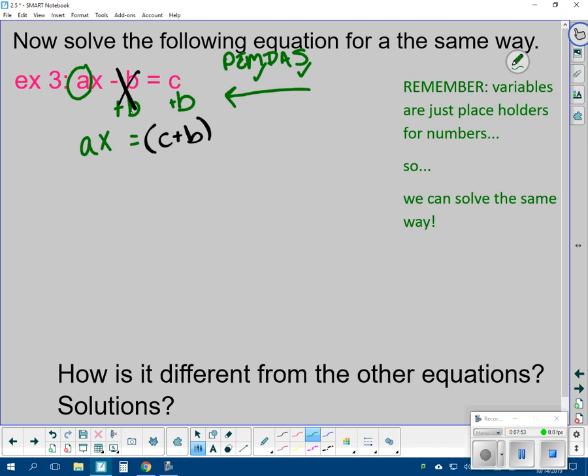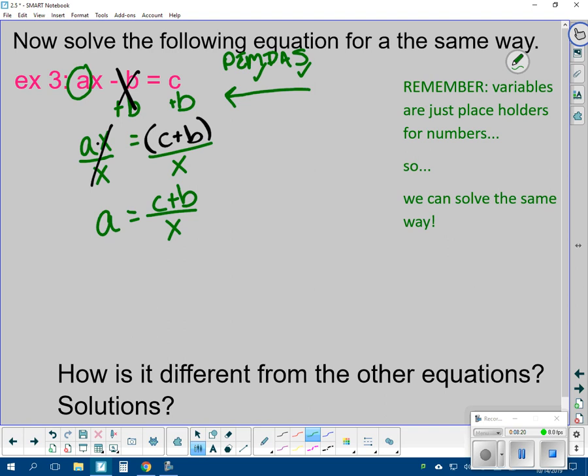The multiplication is the last thing to get rid of. In order to undo that, I'm going to divide by what? Which variable do I want to solve for? A. A is what I want by itself, so that means I need to divide off the x, and I have to do that on both sides. Everything over here being divided by x. So we get A equals c plus b divided by x.